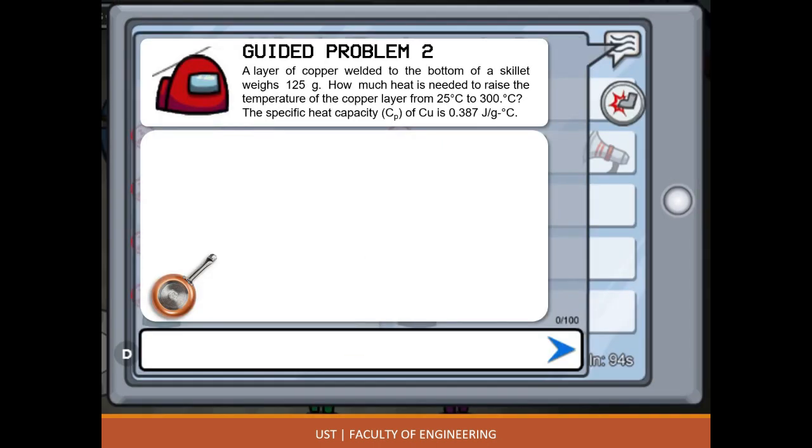To understand heat and specific heat, let us try to answer this problem. A layer of copper welded to the bottom of a skillet weighs 125 grams.